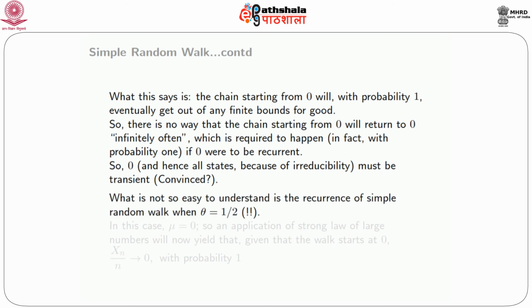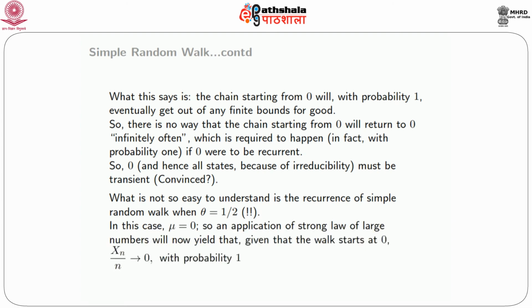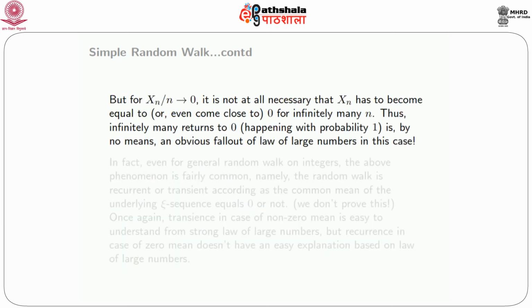What is not so easy to understand is the recurrence of the simple random walk when theta is half. In this case, mu is 0. So by an application of the strong law of large numbers, we now say that given that the walk starts at 0, Xn over n goes to 0 with probability 1. But for Xn by n to go to 0, it is not at all necessary that Xn has to become equal to or even come close to 0 for infinitely many n. Thus, infinitely many returns to 0 happening with probability 1 is by no means an obvious fallout of the law of large numbers in this particular case.